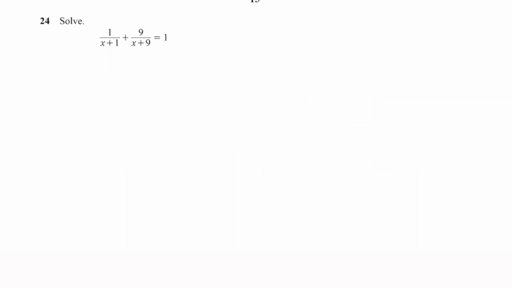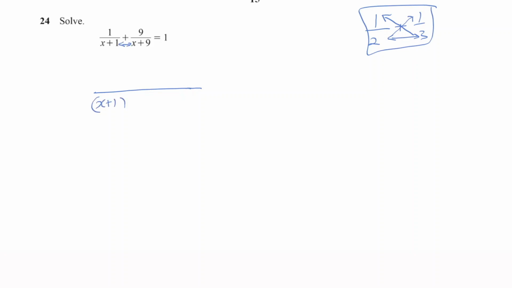So it can be solved like this. First, as I told you, if we have 1 by 2 and 1 by 3, we can use a cross multiplication method. This and this multiply, this and this multiply. Same method we can use here. So we multiply this with this one first: x plus 1 into x plus 9. Then we multiply this x plus 9 with 1. So 1 into x plus 9, plus sign in between, and then x plus 1 into 9, or 9 into x plus 1.